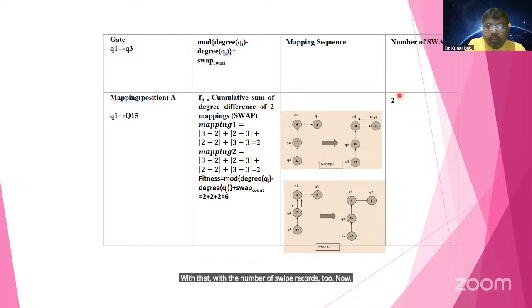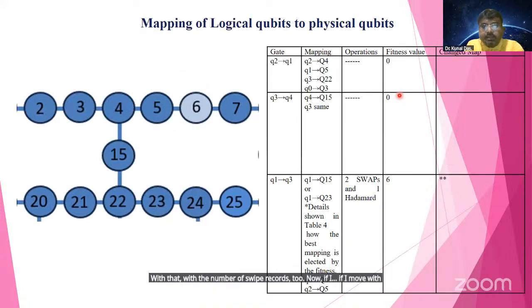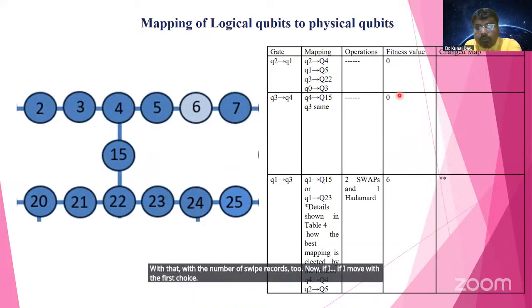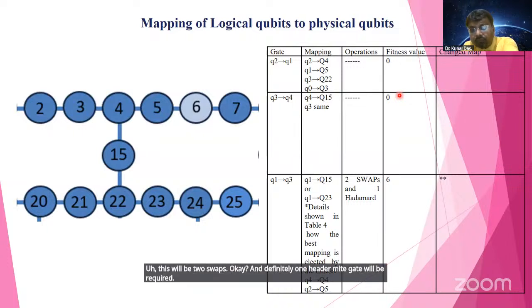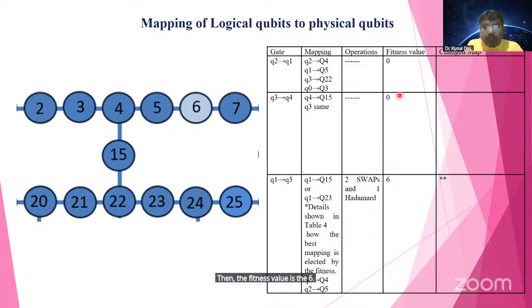Now if I move with the first choice, this will be 2 swaps. Okay, and definitely one Hadamard gate will be required. Then the fitness value is 6. But if I go for choice number 2, that is Q1 to 23, what happened?